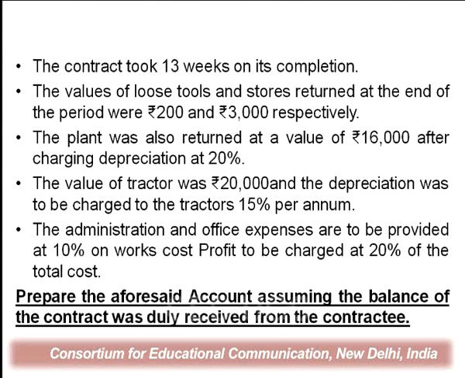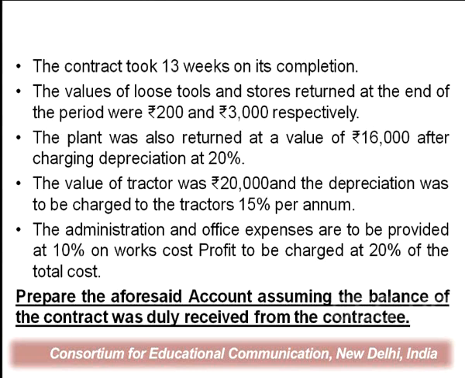The plant was also returned at a value of rupees 16,000 after charging depreciation at the rate of 20%. Friends, again I am focusing on this point: please keep in mind whether the depreciation is at a rate or whether it says X percentage per annum. So it says the plant was returned at a value of 16,000 after charging depreciation at 20%, right? The value of the tractor was 20,000 and depreciation was to be charged on the tractor at 15% per annum. You distinguish these two points.